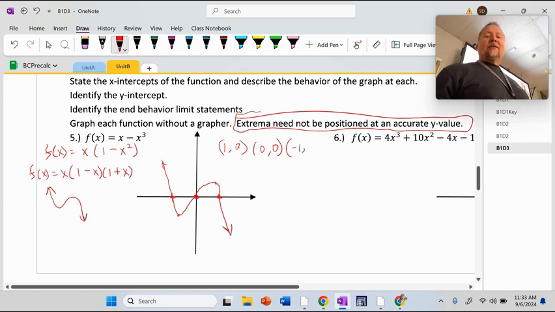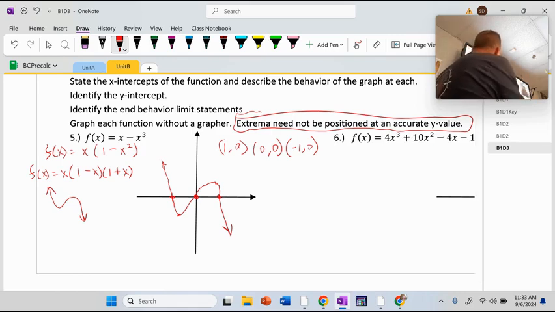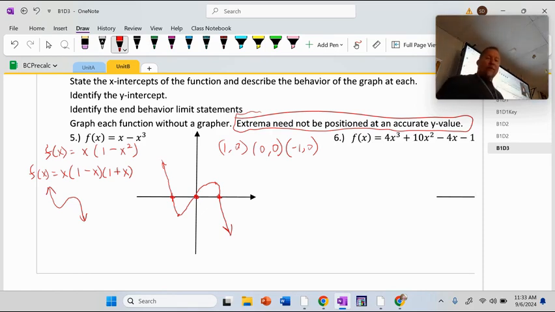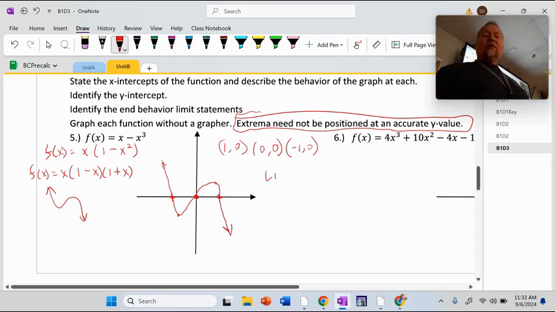Okay, that's why I paused there for a second. X-intercept and Y-intercept at the same time. All right, so I just wrote the intercepts. I don't want to label them there. Then end behavior with limit statements.